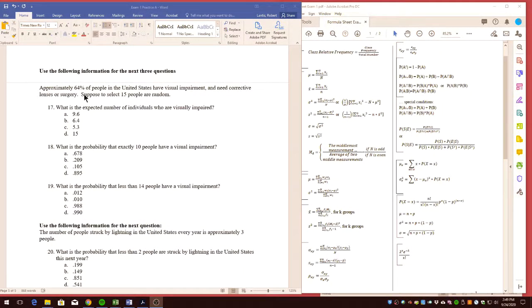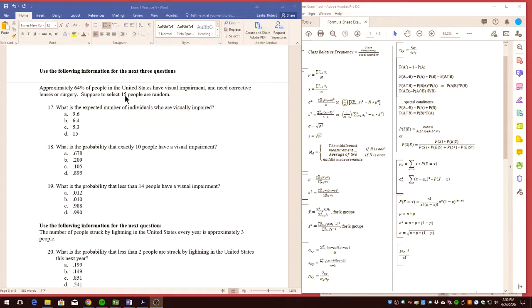We have this information given to us that approximately 64% of people have a visual impairment and need lenses or surgery. Suppose we select 15 people at random. Well, we should start to think about someone either has a visual impairment or they don't. So we've got an example with a success failure. All right, so we should be thinking maybe binomial here. We know the probability that any one person who's born has a visual impairment is 0.64. From that percent of 64%, it makes a probability of 0.64.